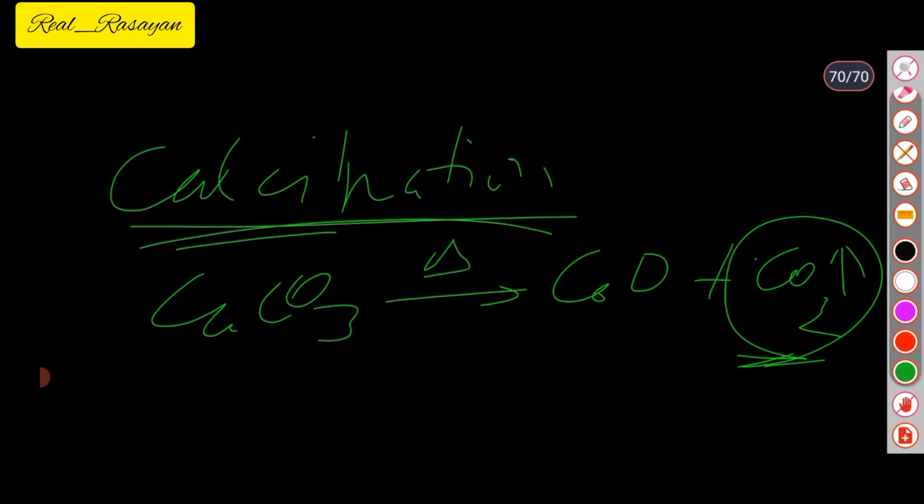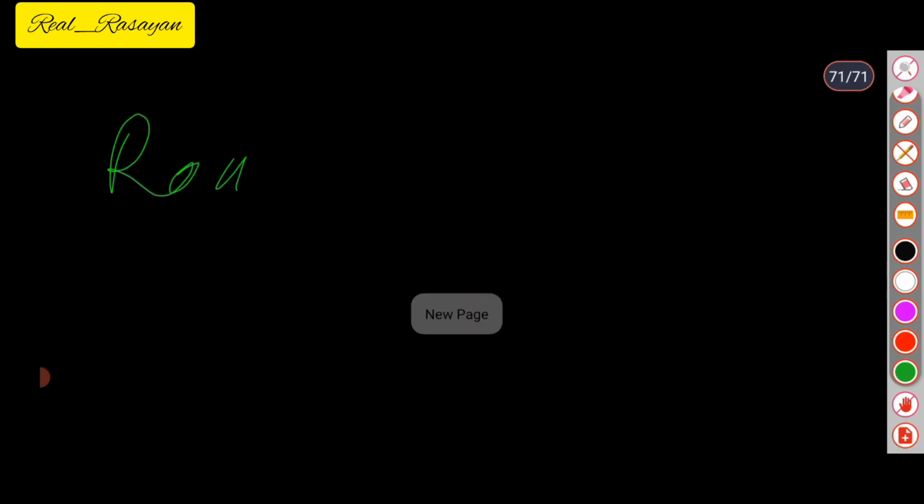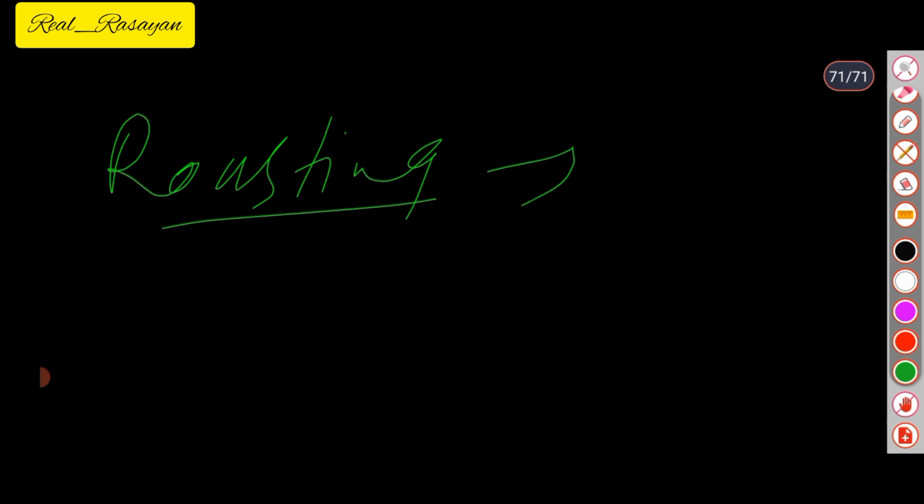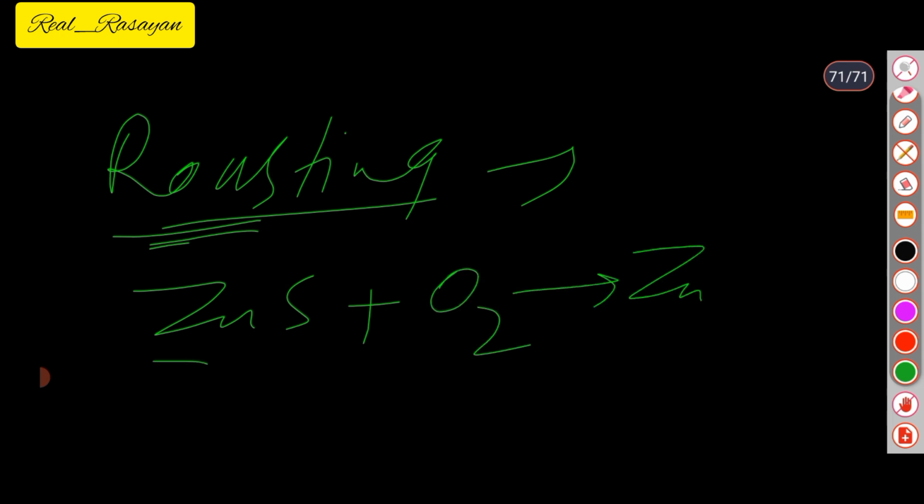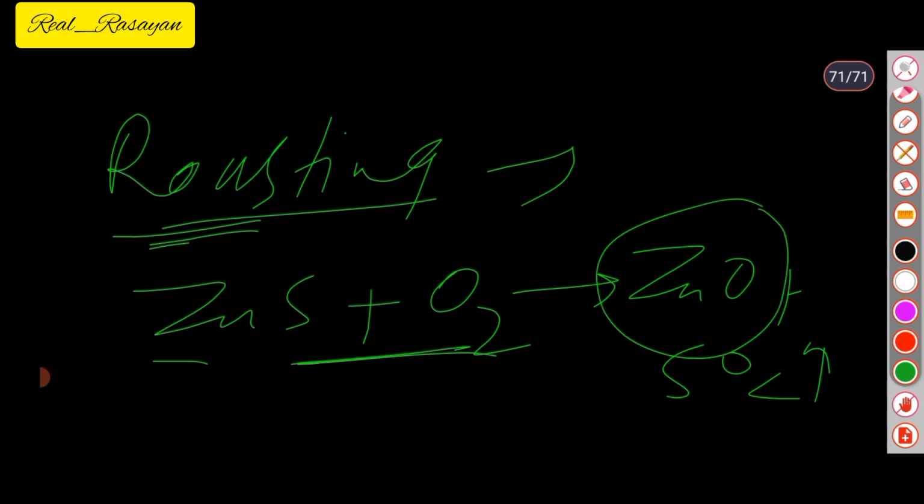And what about roasting? Roasting is the formation of metal oxide from a sulfide ore in the presence of oxygen. So here zinc oxide is formed along with the volatile impurity, sulfur dioxide. So metal oxide is formed in both cases, roasting and calcination, but roasting involves sulfide ore and calcination involves carbonated ore. Must remember the reaction.